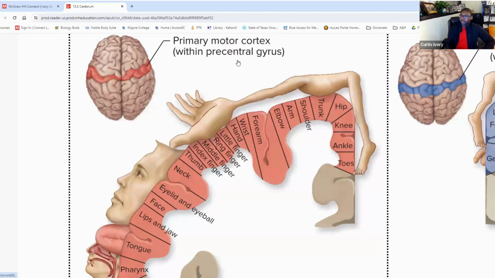Our trunk or our stomach area or abdominal area, we don't really have to fine tune movements very much. I mean, we just really use that for breathing more per se. But our hands are able to do a lot of different things. They're able to do a lot of different motions. So it requires a much bigger portion of our primary cortex.